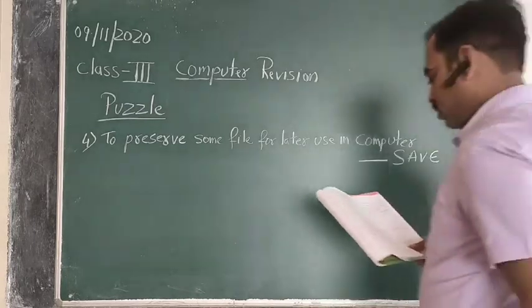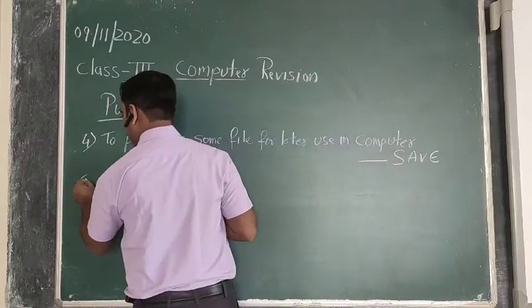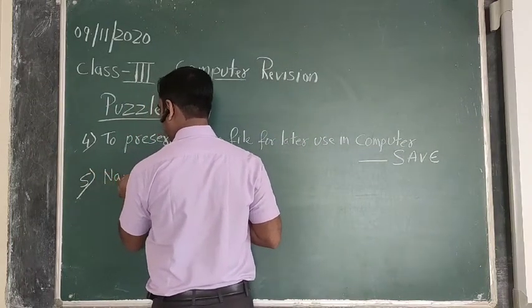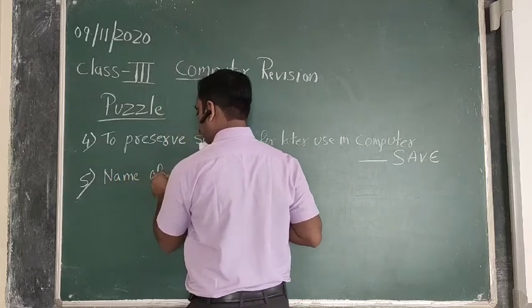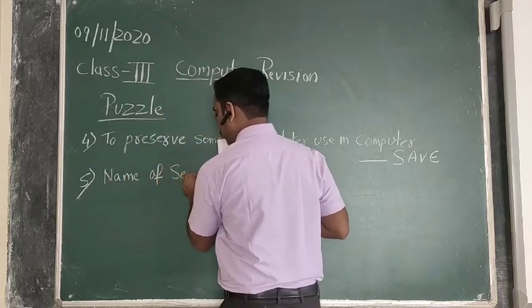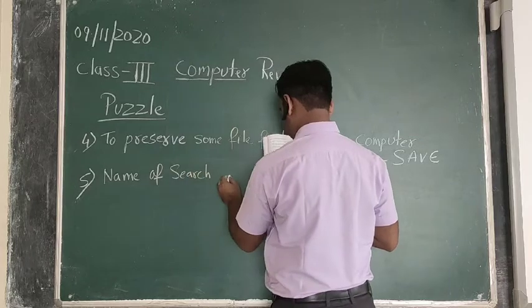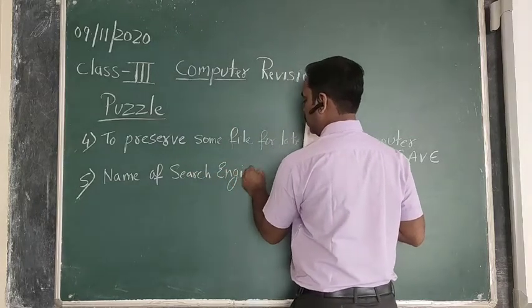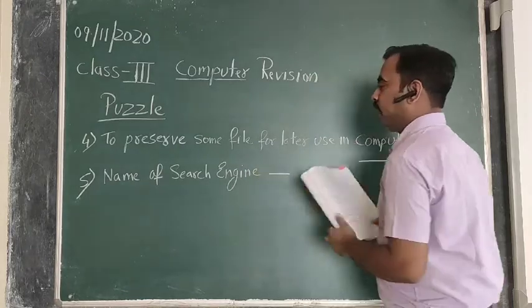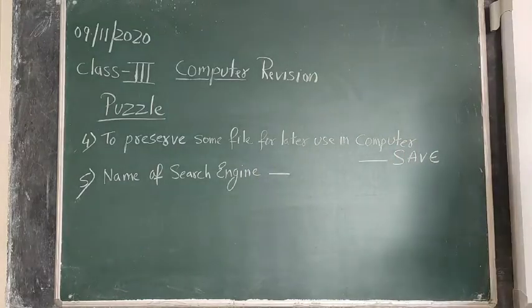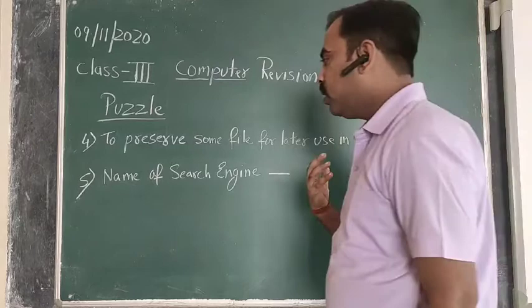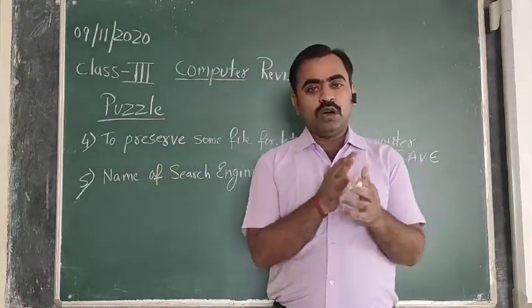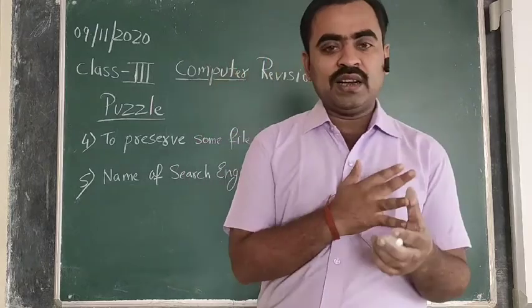Okay, now the fifth one: name of the search engine. There are different search engines available, like Google, Bing, Yahoo, Ask.